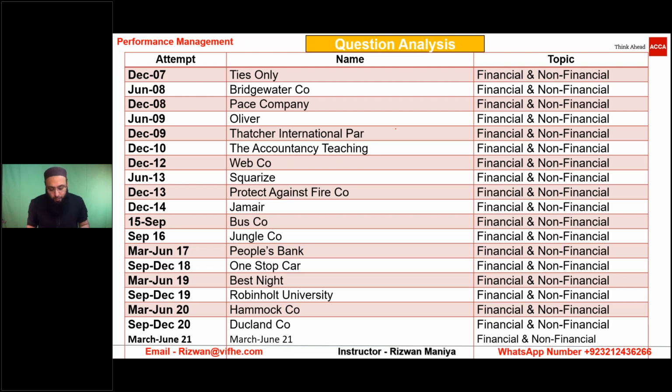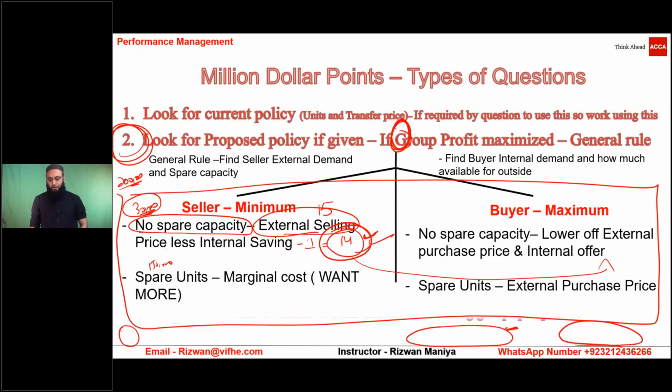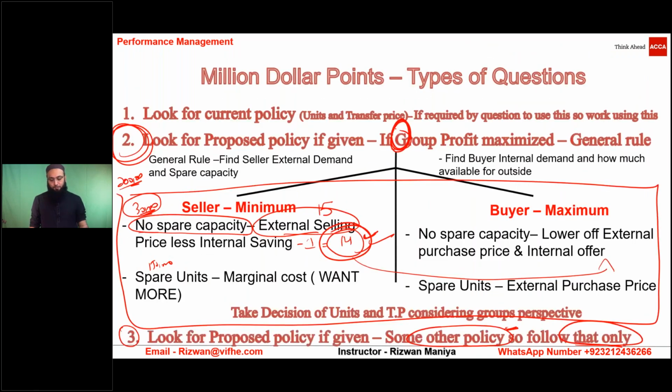Yes, you are right. Here is the three-rule slide. Marginal cost plus opportunity cost is always the external purchase price minus internal savings, if there are any. Okay, this is clear.